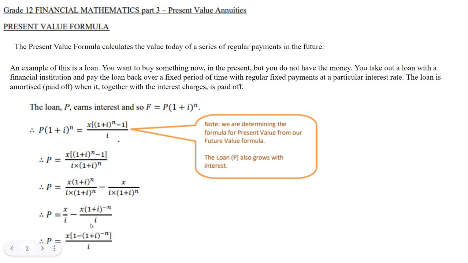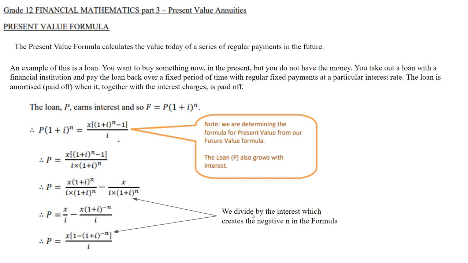And we have a common denominator of I. There's the present value formula. And remember, if you want to go back in time, we multiply by negative n. That's kind of the reason why this works. We divide by the interest, which creates this negative exponent here, because it's 1 over 1 plus I to the n. But there's the formula, and that's how you use it.